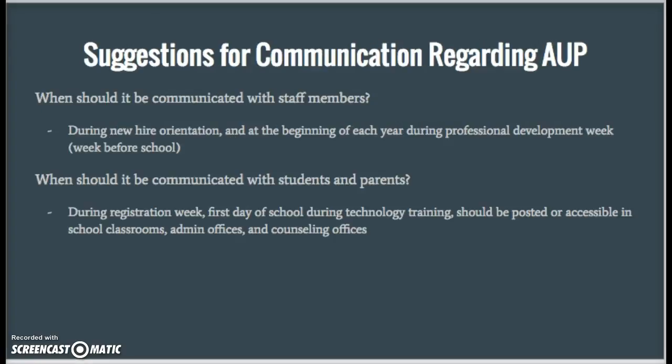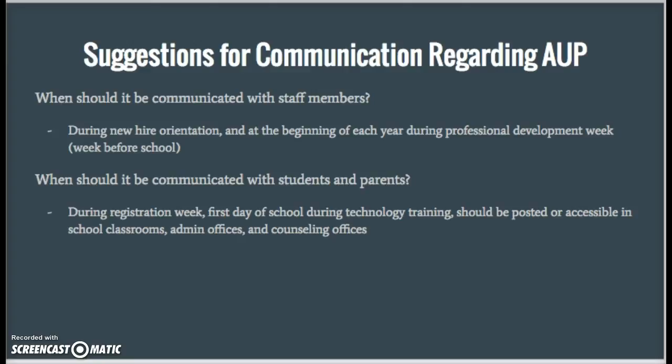What are some suggestions that I have for communications regarding the AUP? When should it be communicated with staff members? Personally, I think that every new hire during new hire orientation should be given this document. They should read over it, discuss it with their administrators, and sign it. All veteran teachers should review this document at the beginning of every year. We currently have a professional development week, and I think this is a great time for the administrators to give this to their staff members to refresh their memories.